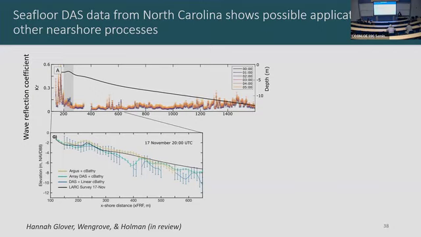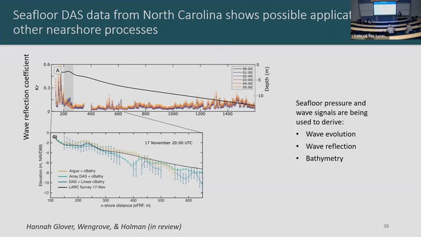The bottom is showing a method that they use to calculate the bathymetry. In the blue there are two methods using the DAS, one using it as an array, one just as a single array, but they compare pretty well with the survey. I think there's a lot of potential to use these seafloor pressure and wave signals to derive wave evolution, to understand nearshore and surfzone processes, and get specifically at things like wave reflection and bathymetry, and hopefully also bathymetric changes over time.